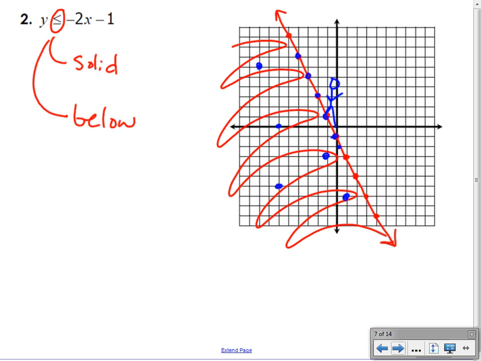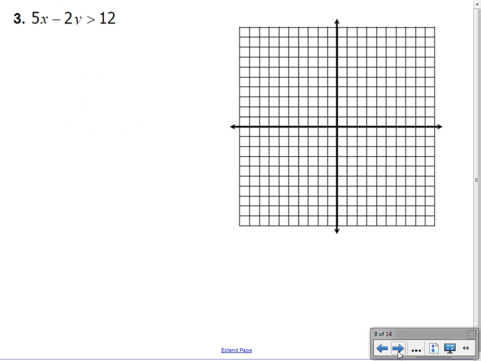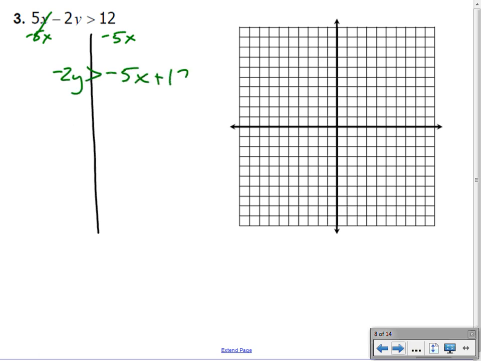So let's look at one more example here. Let's go back to one that's not in slope-intercept form. Okay, for number 3, we need to get this into slope-intercept form. So let's draw a line down the middle to split it. And we're trying to get y by itself. So we're going to subtract 5x from both sides. We're left with -2y is greater than -5x plus 12.